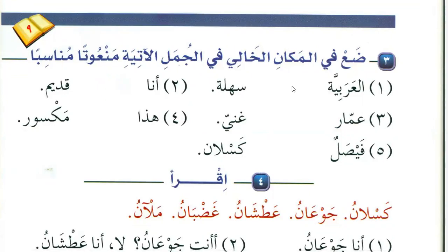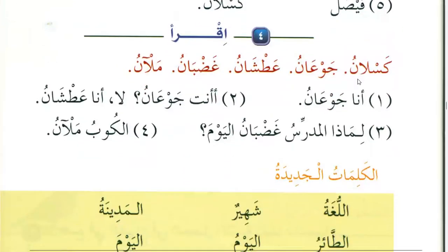Al-Arabiyya lughatun sahla. Okay, Arabic is an easy language. Ana talibun qadim. I'm an old student. Ammarun tajirun ghani. Ammar is a rich merchant. Hadha qalamun maksur. This is a broken pen. Faisalun talibun kaslan. Faisal is a lazy student.